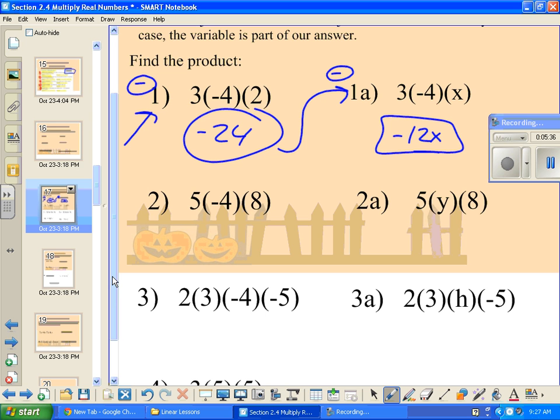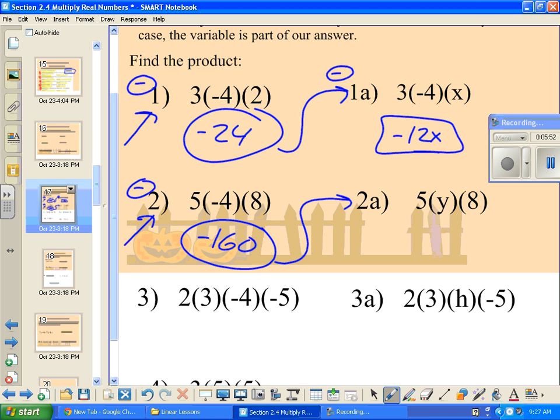Again, a similar problem like we had on Monday. I can multiply those three numbers together, but I know it's going to be a negative answer because I have one negative in the problem. 5 times negative 4 times 8. 5 times 4 gives me 20. Times 8 gives me 160, and I know the answer is going to be negative, so negative 160.